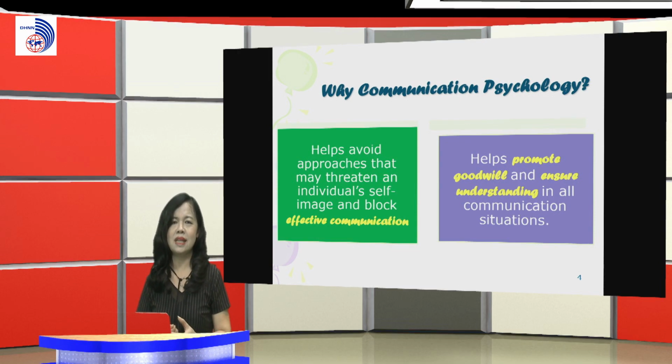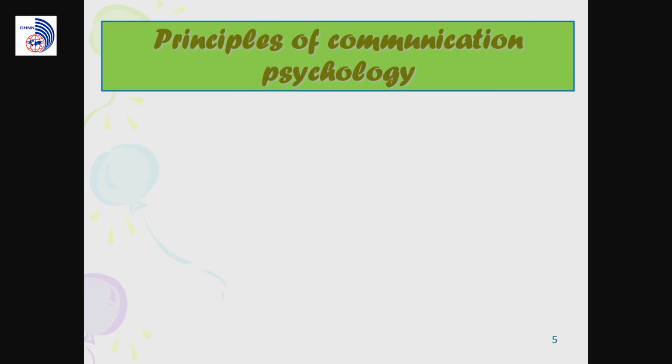You know, saying something like this really stops communication. Or if you come across a lady who is unmarried, and you say, why can't you get married? What's wrong with you? So how do you think that really affects communication? It really stops communication because it blocks the self-image and it blocks the communication. Right, so good communication psychology is very important.